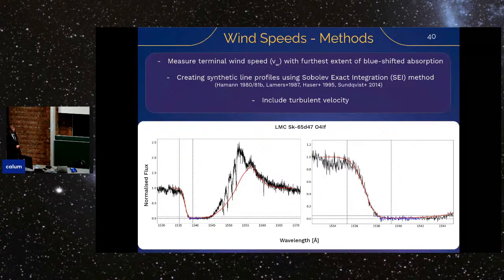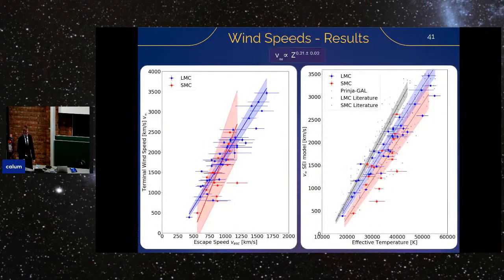But we decided to also fit this region, highlighted in these dashed lines. We can do that with simplified models of line profiles from massive stars and get an estimate of the terminal wind speeds. And what comes out? A strong trend with the escape speed, which is intuitive: as it becomes harder to escape from the star, you think the wind speed you reach should also go up. We also have a strong correlation with temperature.